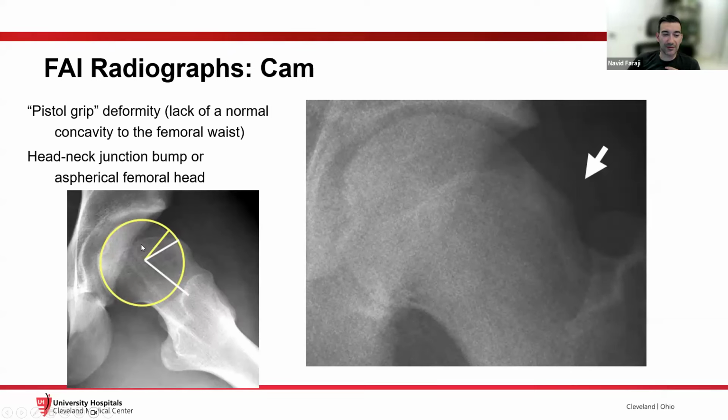Radiographically, this is how you measure an alpha angle. You draw a best fit circle to the femoral head. You draw one line down the shaft or the neck of the femur, and then you draw the other line where the femoral cortex starts to deviate from your best fit circle. And the angle between these two lines is the alpha angle.